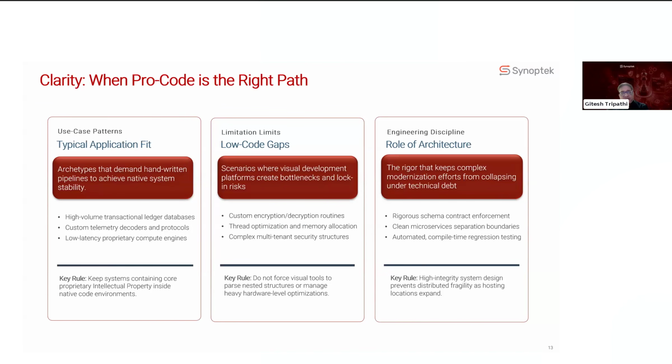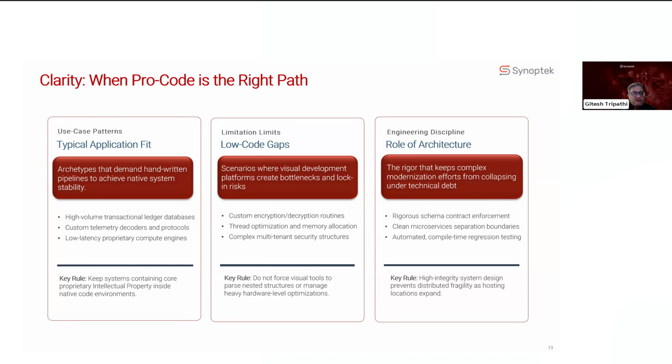So, clarity as to when pro code is the right path. Let's establish some clear objective criteria for when to mandate pro code engineering versus when to leverage the rapid deployment of low code tools. This is a vital decision framework for the executive team, as choosing the wrong path early in a project is one of the most common reasons digital modernization initiatives stall or incur massive cost overruns.